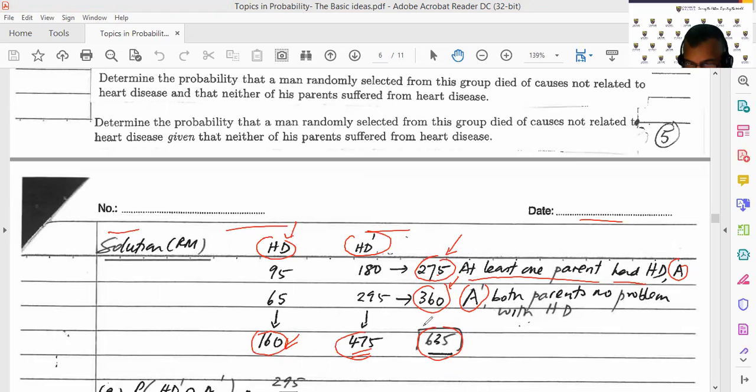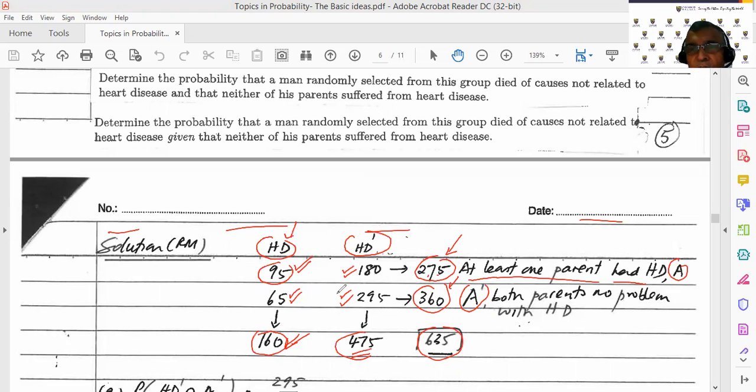Then they tell me that of the 275 here, 95 died from causes related to heart disease. I'm looking at the question. So I can fill out this number. Once I fill out this number, I can get this number, and this number, and this number. Done, because I know all these marginal totals. That's what we call them, marginal totals. This number, this number, this number, and this number. So once you fill out this table, it does help really.